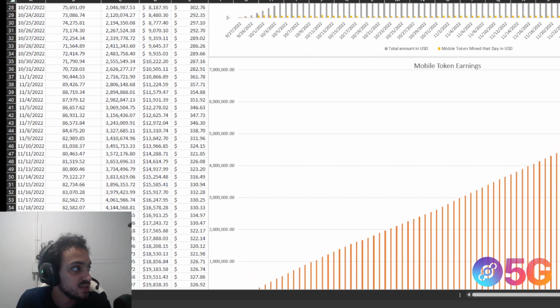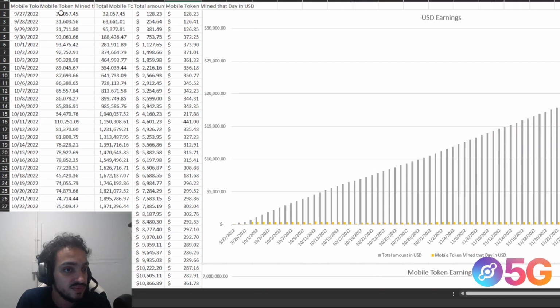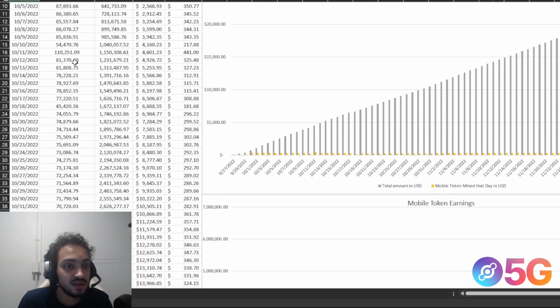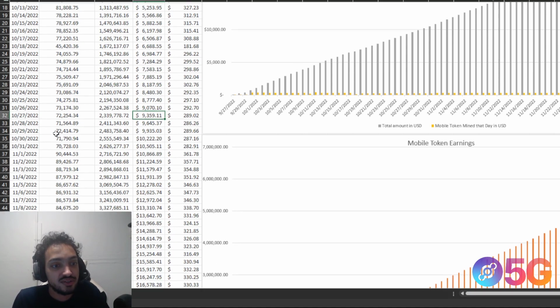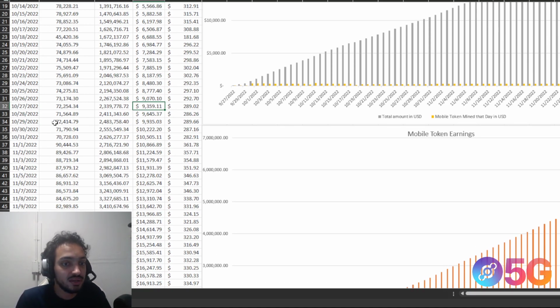So I began getting tokens on the 27th of September, and on the 27th of October, I was at about $9,359 and 11 cents, based on the estimated price. So I basically went from zero, from nothing before the 27th when I got rewarded for the tokens, to about 2 million 339,778.72 Mobile tokens, at an estimated price of $9,359.